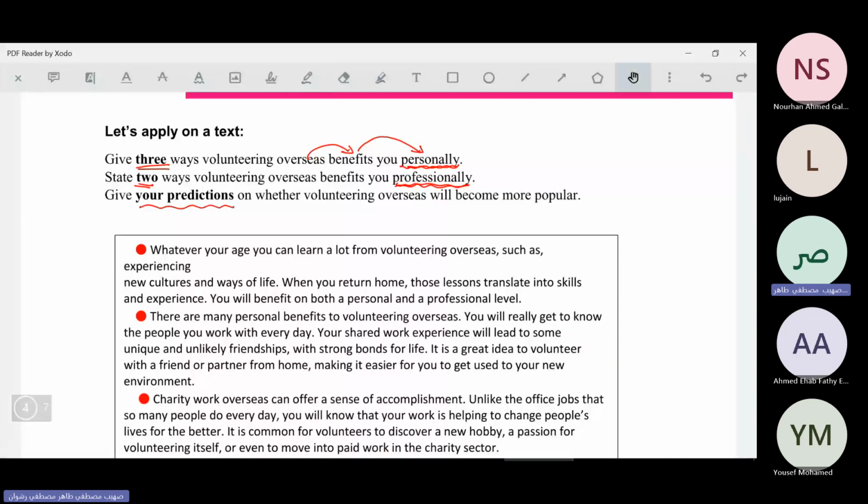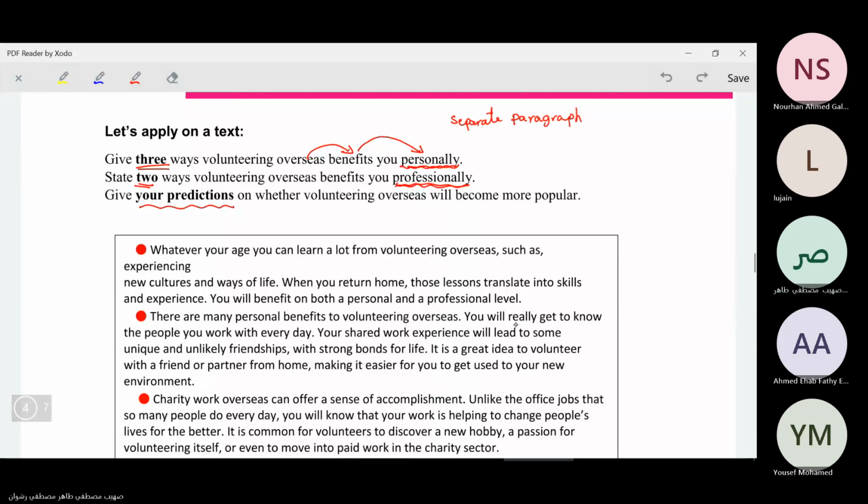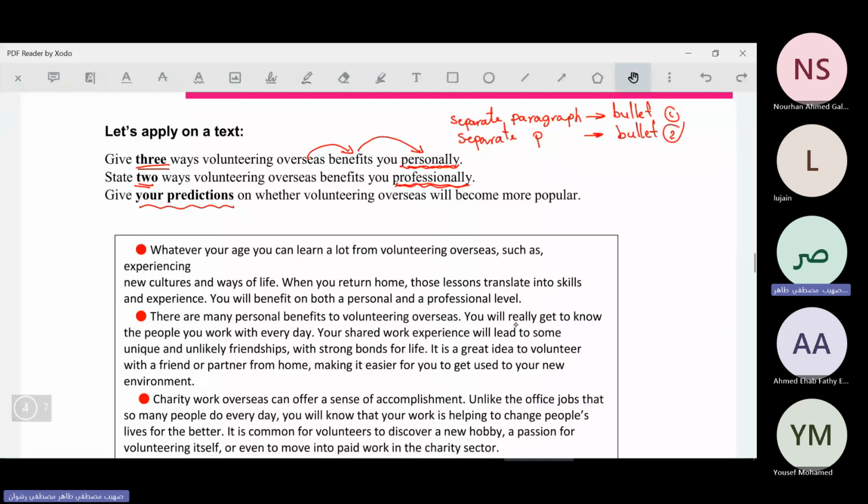Let's start our summary. The layout of the summary is what? Number one, don't forget to write each bullet point in a separate paragraph, as we learned before. So a separate paragraph for bullet point one and a separate paragraph for bullet point number two. Take care of paragraphing. And the final paragraph, which is about prediction, should be about bullet point three, and this will be paragraph three. So specify a single paragraph for each bullet point.